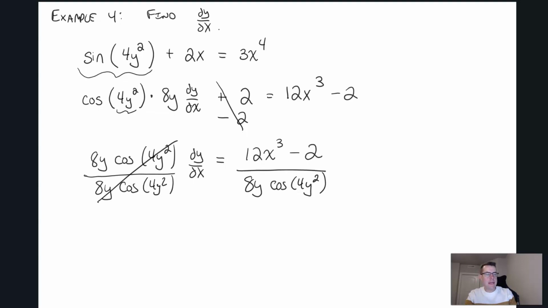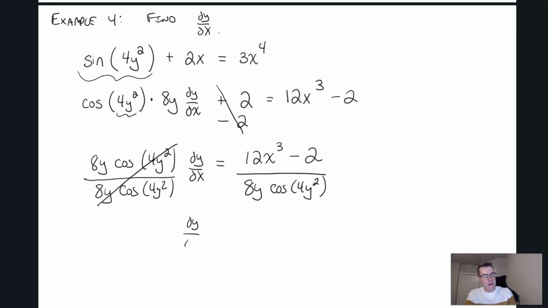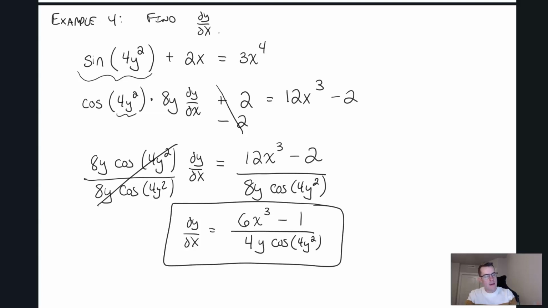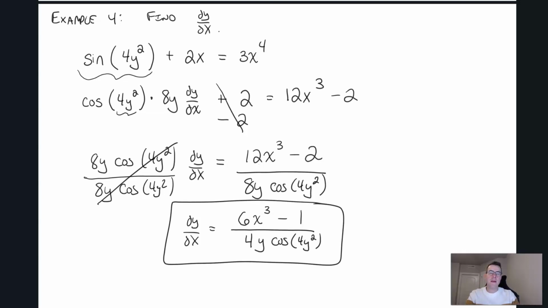Okay, and lastly here, now that we have dy/dx, you would simply look at your numbers, 12, 2, and 8. Those can all be divided by 2. So I'm going to divide every one of those by 2. So 12 divided by 2 becomes 6x cubed minus 1, over 8 divided by 2, which becomes 4y cosine of 4y squared. And that would be your derivative here.